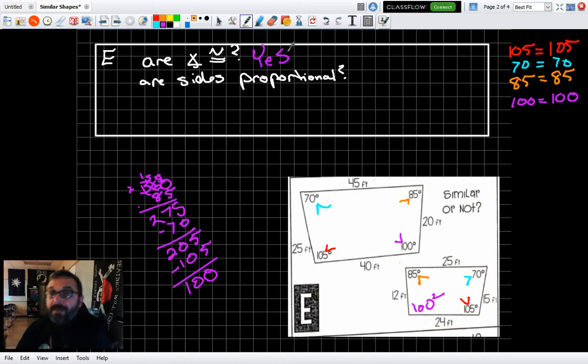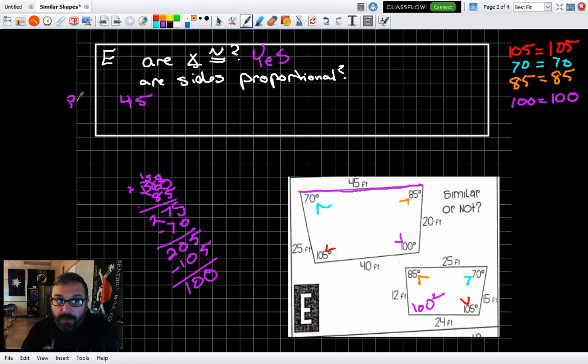Now I need to find out if my sides are proportional. I do not have the privilege of working with opposite angles this time. So I actually have to define my lines by their angles. So I'm going to draw a line from 70 to 85 degrees. That gives me 45 feet.